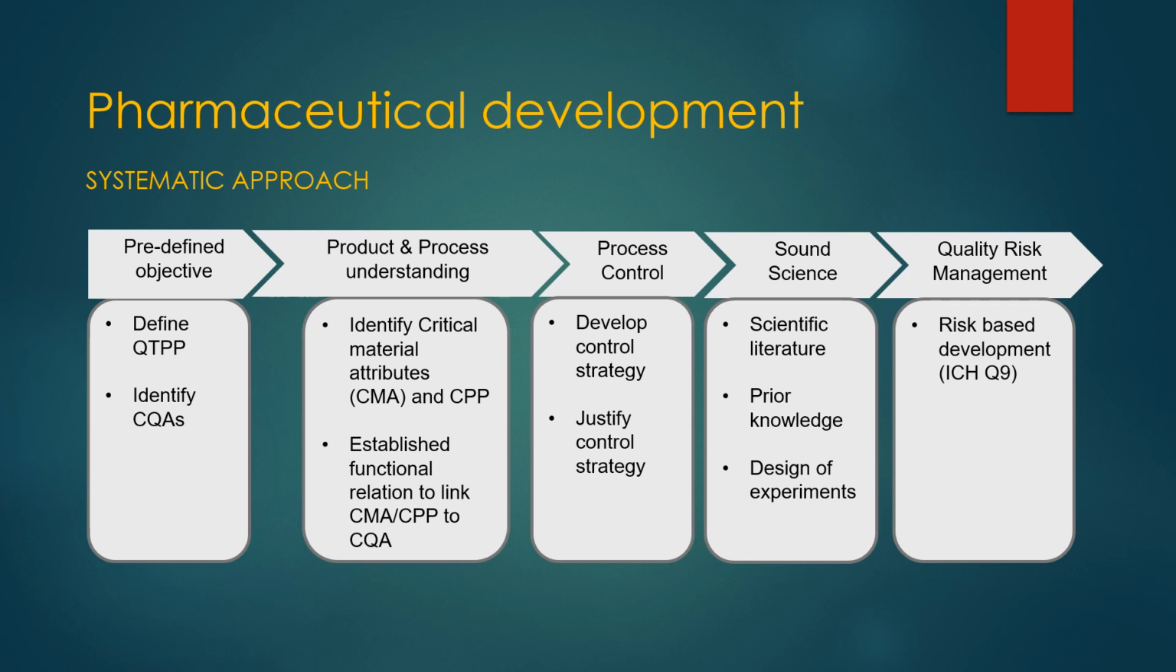The minimum elements of the systematic approach of pharmaceutical development are predefined objective, product and process understanding, process control, sound science, and quality risk management. There may be more elements than presented here, and that depends on the development and product characteristics.